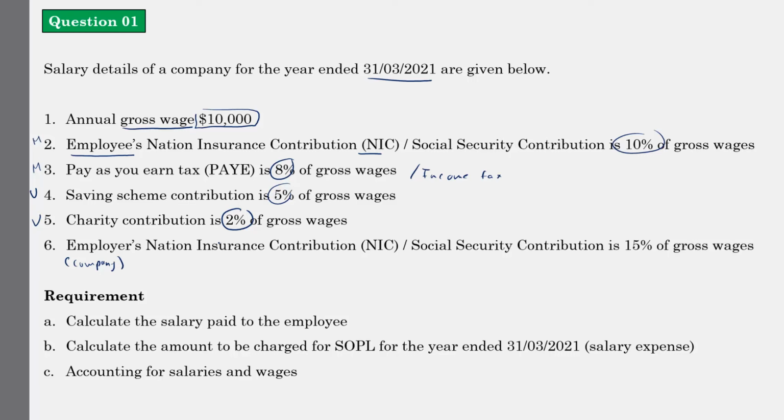That is an adjustment which is not required for the first question, because in the first question what I am asking is, calculate the salary paid to the employee. How much is that? $7,500 is the salary paid to the employee.